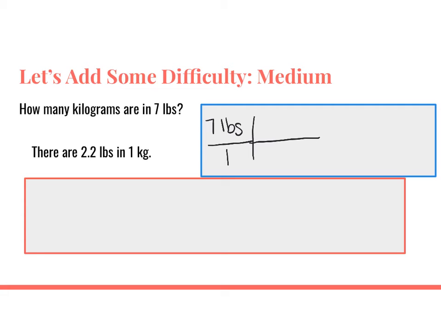I know that my first conversion factor that I need to use is 2.2 pounds is equal to 1 kilogram, but what goes on the bottom? Well, again, I want to look at what's on top right now.